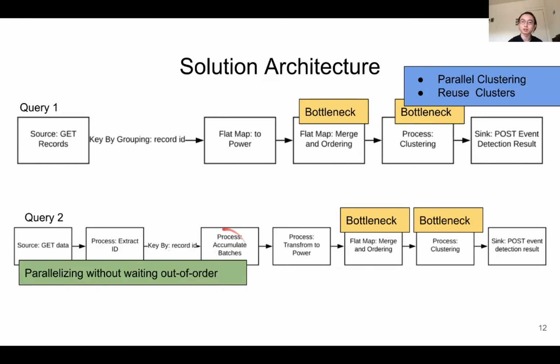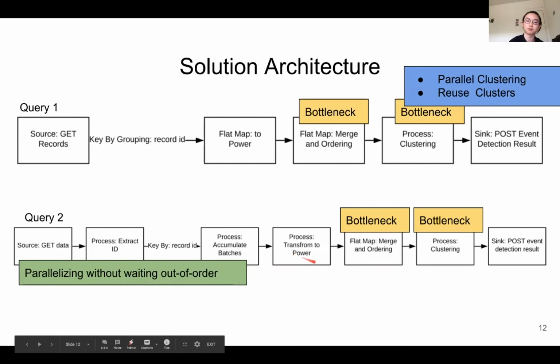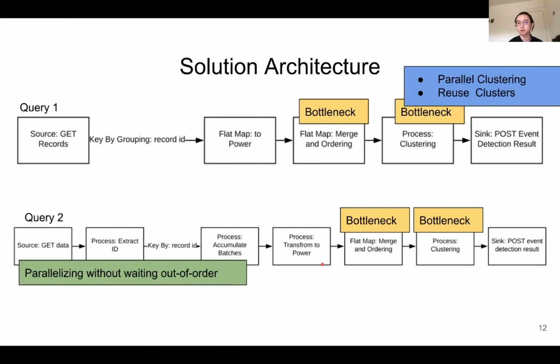And then we have another operator to wait for the records to come and accumulate them based on the time and the ID into batches, and then go through the same procedure as before. We transform the batch into power, order the batches, then do clustering and post the results.